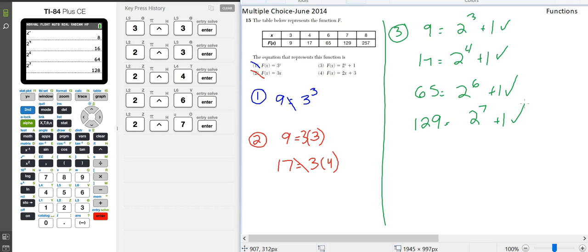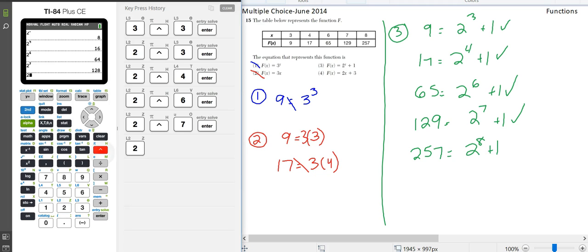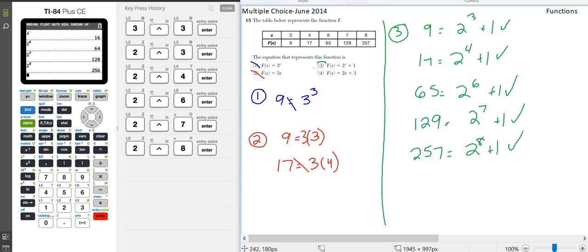The last point is (8, 257). So is 257 equal to 2 to the 8 plus 1? 2 to the 8 is 256, 256 plus 1 is 257. So all of the points in the table make this equation true, and choice 3 is the equation that represents this function. You could try choice 4, we're not going to do it now, but if you did, you would find that it does not make the table true.